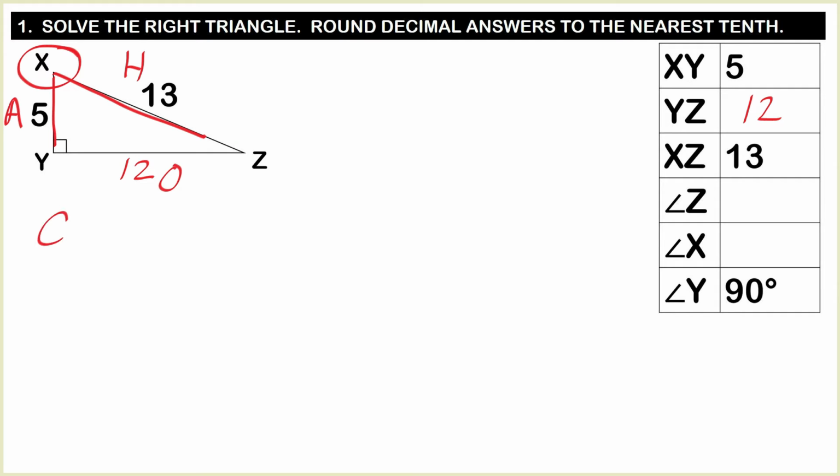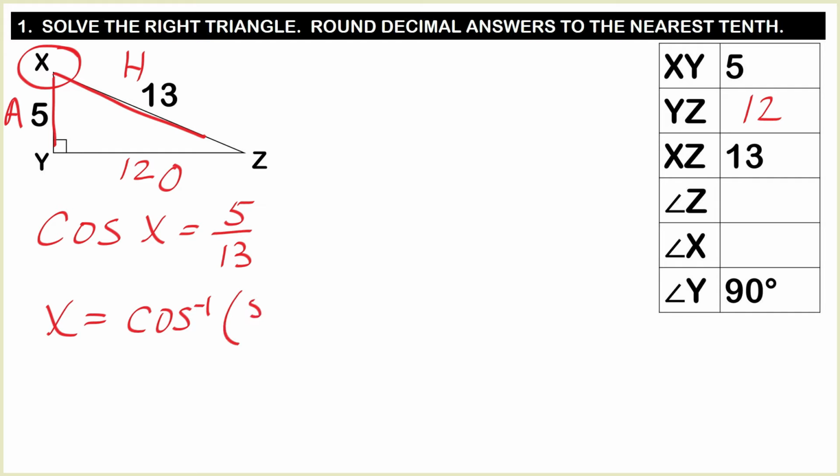So I have cosine of x equals the adjacent over the hypotenuse, 5 over 13. Then this is going to become x equals the inverse cosine of 5/13. Angle X is equal to 67.4 degrees when I round off to the nearest tenth.